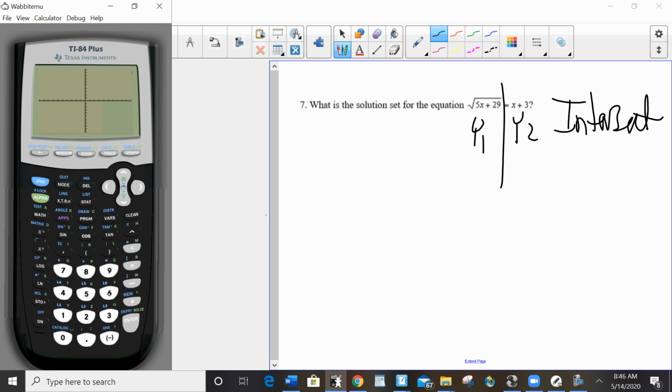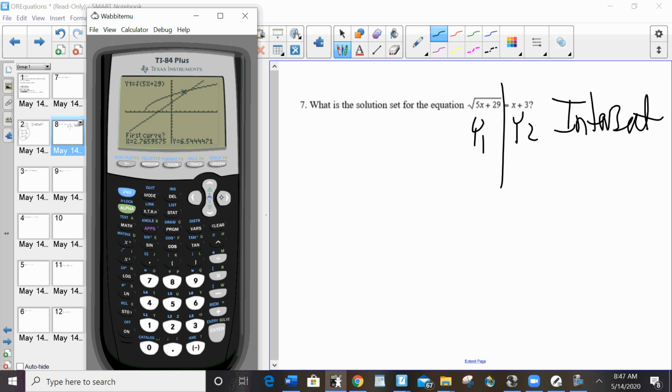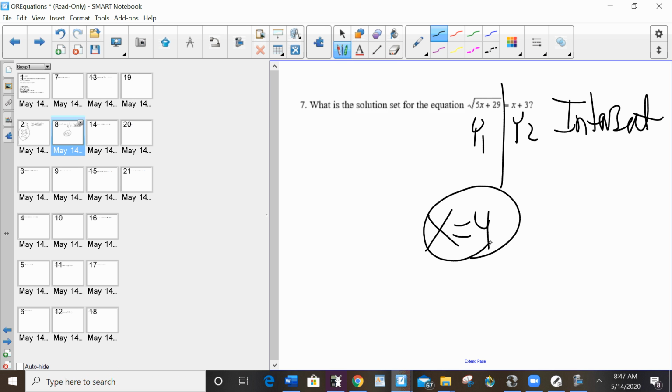I always start with zoom 6. Do I see everything that I want to see? Yeah. I have a line, I have a radical curve, they're not going to hit again. Second trace, option 5. Move my cursor. Enter, enter, enter. Again, the answer is the x value of the intersection. X equals 4. That's it. Now again, if it's non-calculator section, you're going to have to square both sides, bring everything to one side, factor, set each factor equal to 0, check. But if it's calculator section, it's really pretty fast and pretty easy.